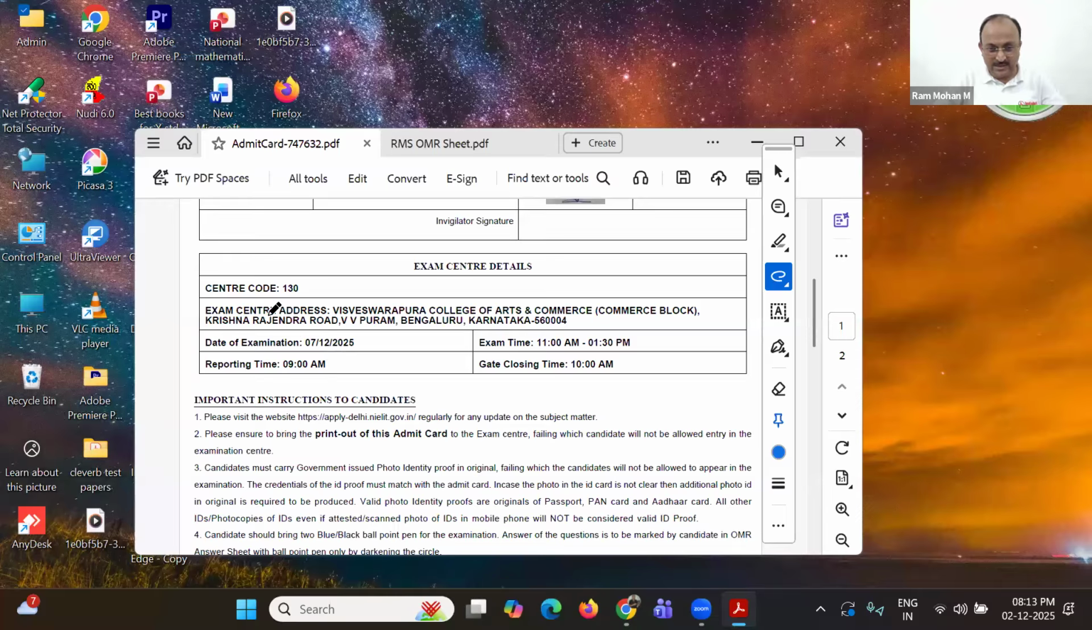And check the address also. Is it the same or not? Gates closing time is 10 a.m. After 10 o'clock, they will not allow you to go inside. At 9 o'clock, they will make a huge line, and in the line there will be a lot of rush. That's why you come by 9 o'clock itself. If you have not had breakfast at home, bring breakfast there. In the line, you can stand and have the breakfast.